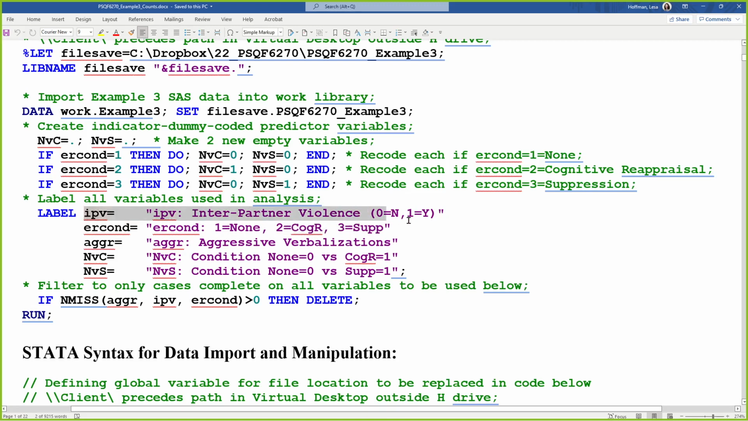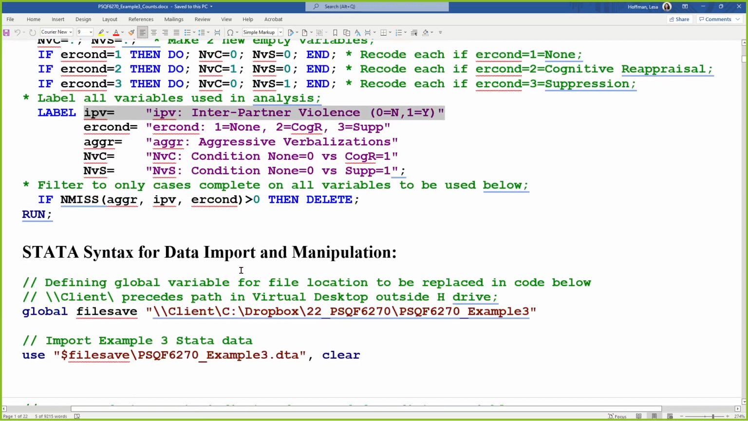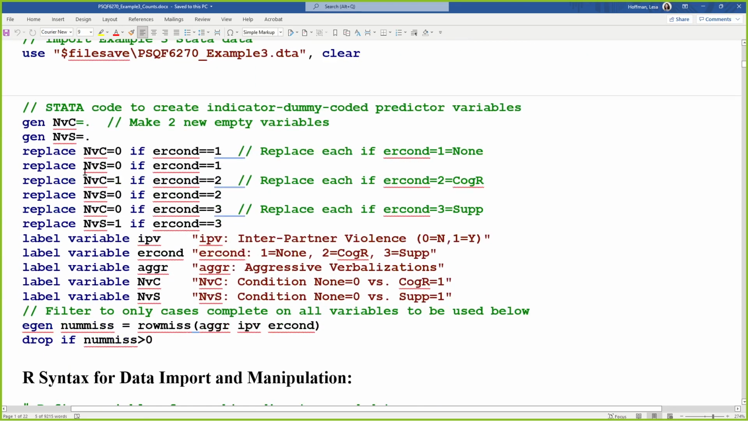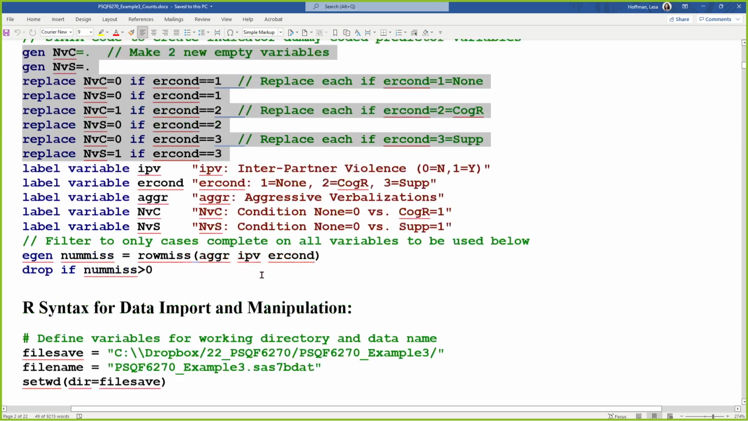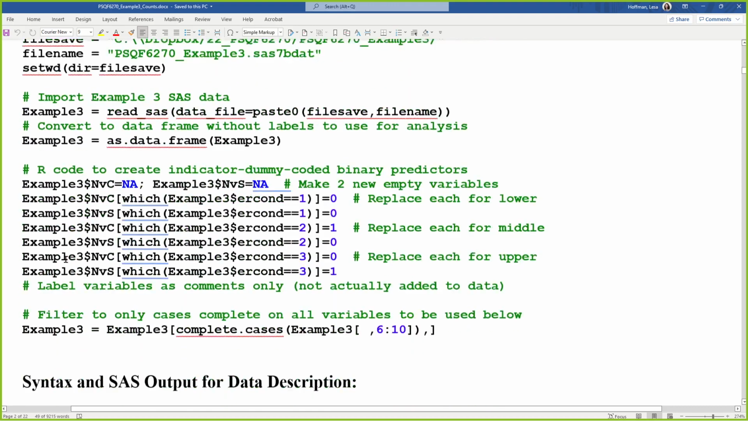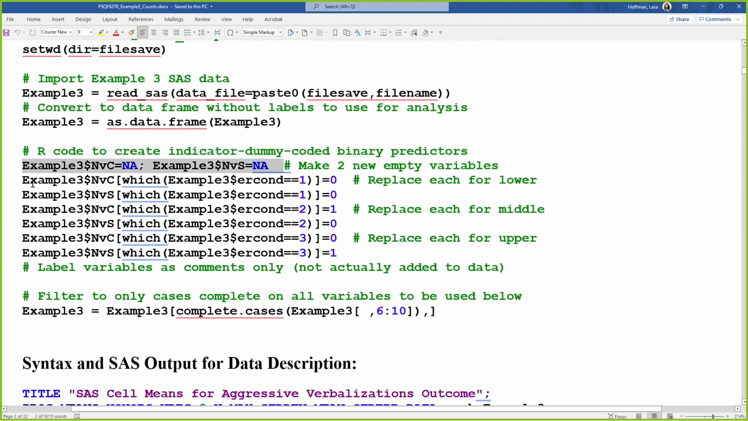IPV was already coded as 0, 1, so we're going to leave that one alone, and AGGR is our outcome. And in this case, I don't have any covariates, although we could easily add them, but they weren't necessary to make my point. Stata folks, same logic. Start with 2 empty variables, recode them into zeros and ones based on condition 1, 2, or 3. And then the same thing in R: start with 2 new variables and recode them into zeros and ones based on condition. So nothing out of the ordinary relative to what we're used to seeing.